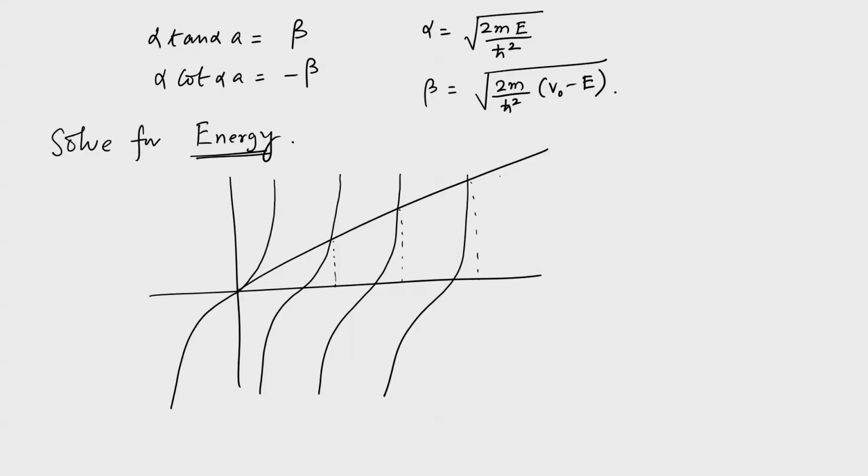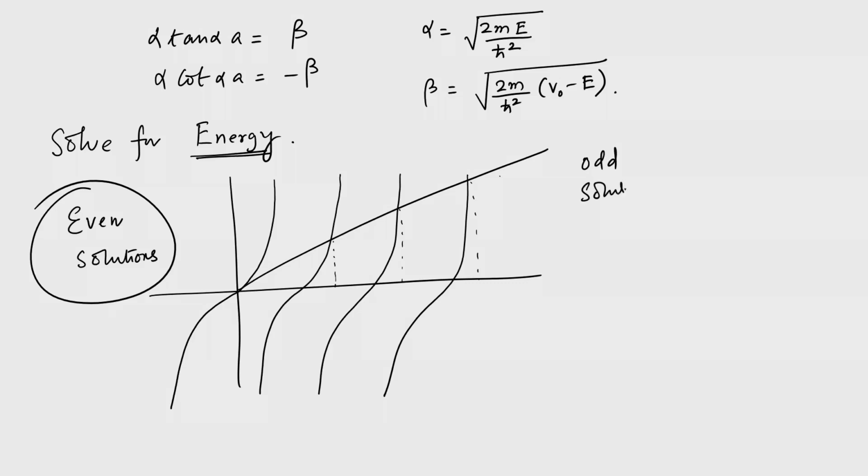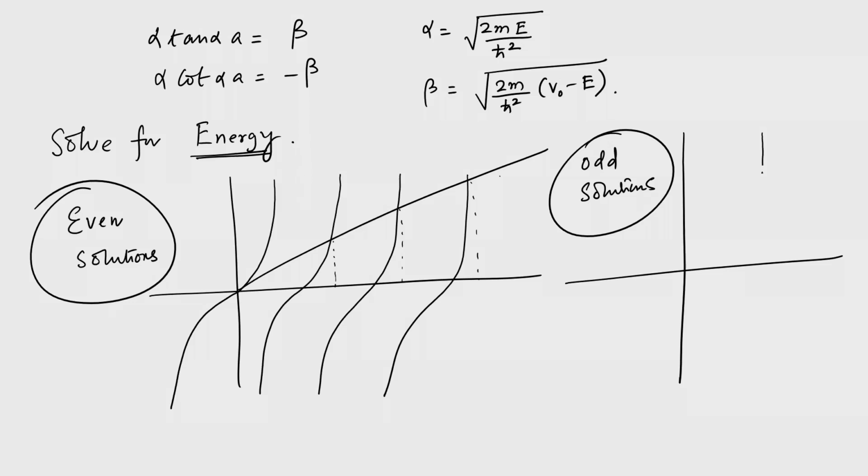Okay. So, you may not have a large number of bound states, whereas, for the other solution, this is for the even solutions. And for the odd solutions, because they involve cotangent, cotangent does not pass through the origin. So, basically you will have again these values.